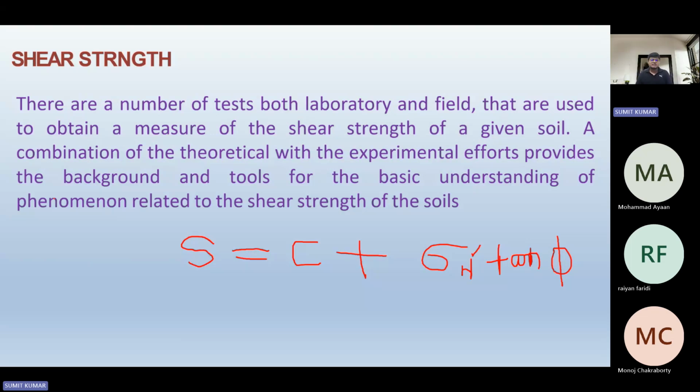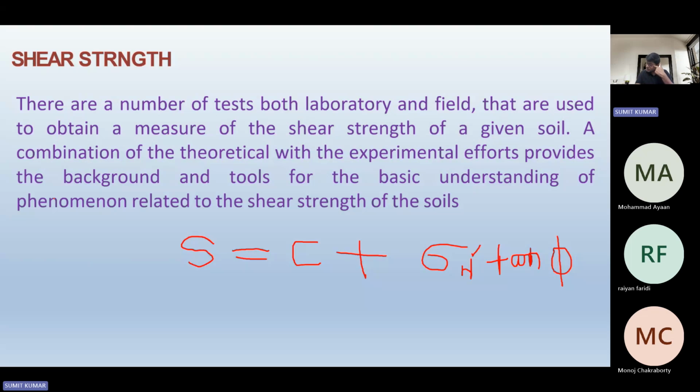Sometimes for the effective we say that S equals C dash plus sigma n dash tan phi dash, and there we say that C dash and phi dash are the effective shear strength parameters, while if we use C and phi, we say total shear strength parameters. So we will discuss that as we move ahead, but this is the basic equation we use to calculate the shear strength of soil. From this equation you see the cohesion and angle of internal friction are important. In addition to that, the effective stress which is developed is also one of the important aspects.